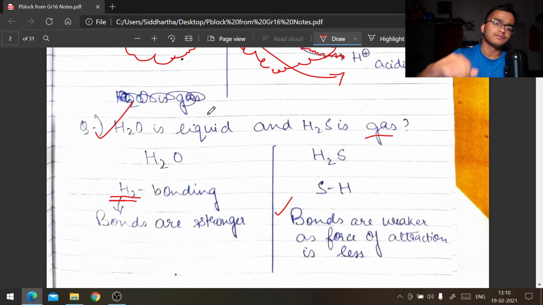Next question is H2O is a liquid and H2S is a gas. So why is H2O a liquid? The reason is the same, because H2O has the ability to form hydrogen bonding, and H2S does not have the ability to form hydrogen bonds because the H in H2S is acidic.